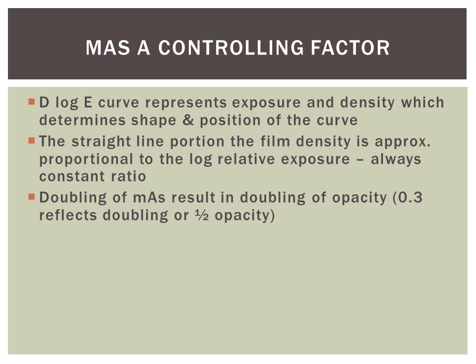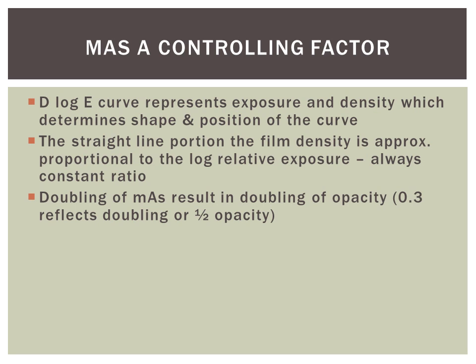Mass as a controlling factor. The D log E curve represents the exposure and density, which determines the shape and position of the curve. The straight line portion, with film density, is approximately proportional to the log relative exposure, so it's always a constant ratio. Doubling of mass results in doubling of opacity, so 0.3 reflects the doubling or 1/2 of your opacity.